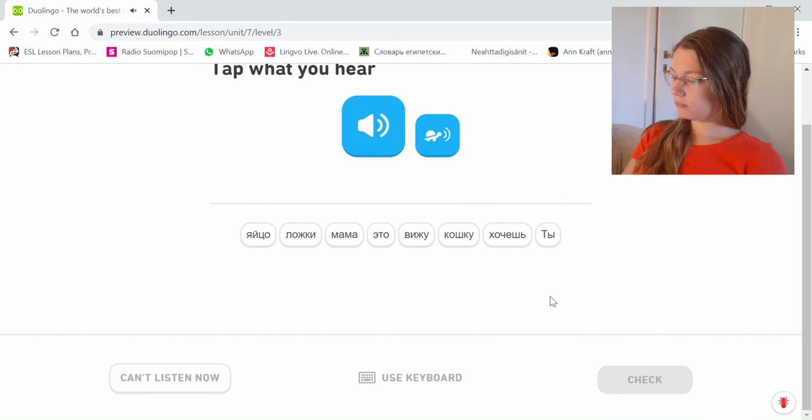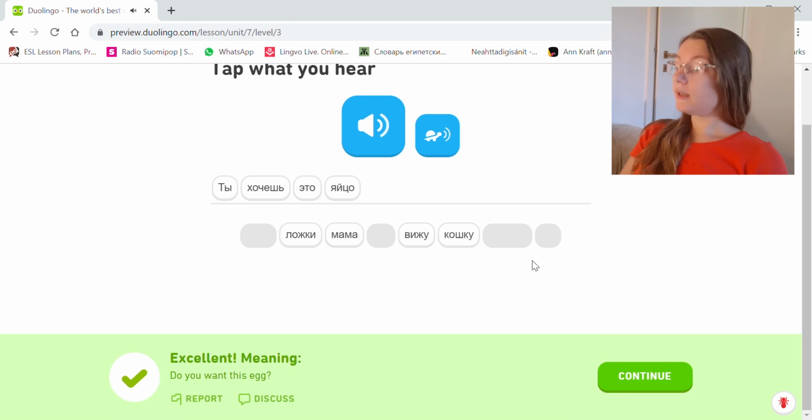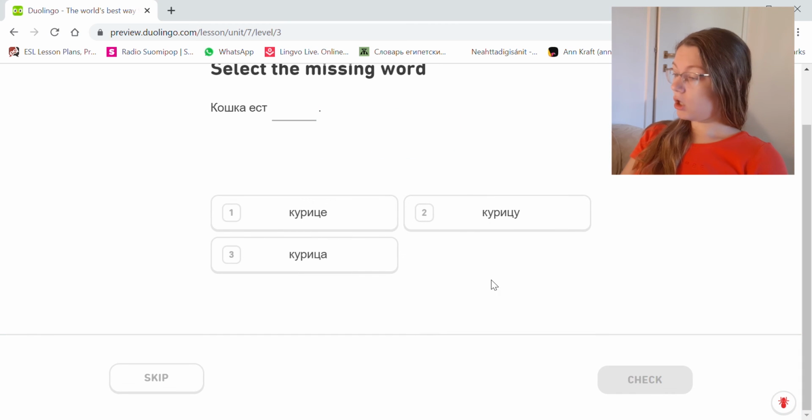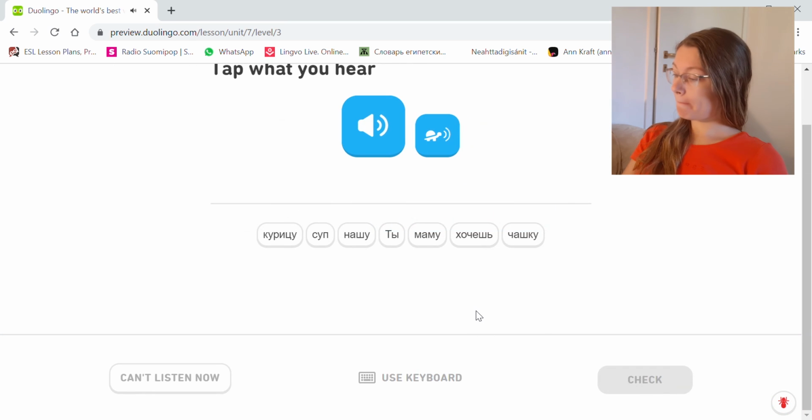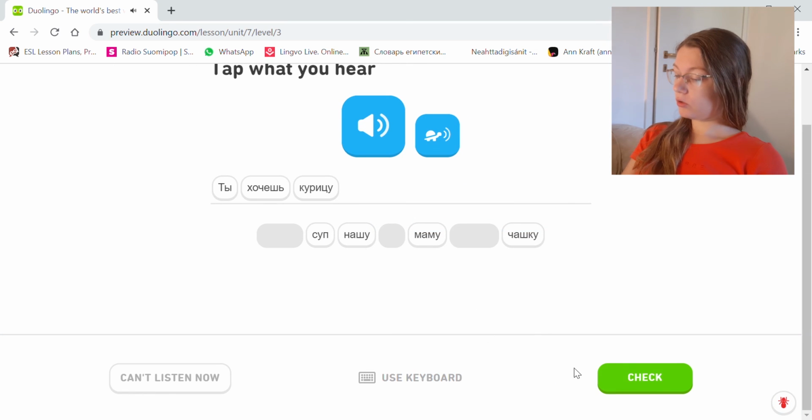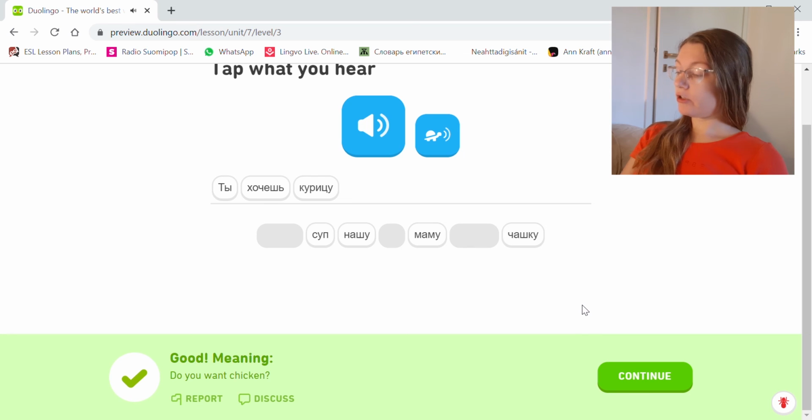Ты хочешь это яйцо? Do you want this egg? Хотеть кого что яйцо. Кошка ест курицу. The cat is eating a chicken. Ест кого что курицу. Ты хочешь курицу? Do you want chicken? Ты хочешь кого что курицу.